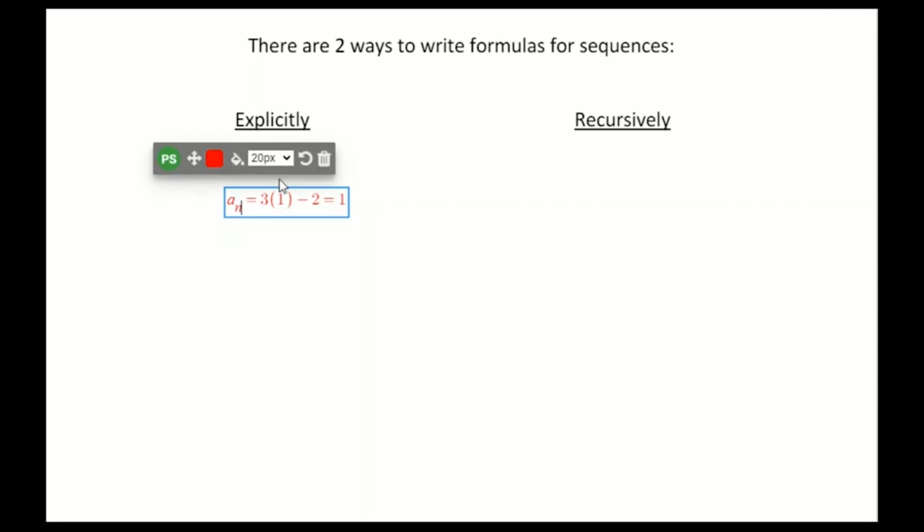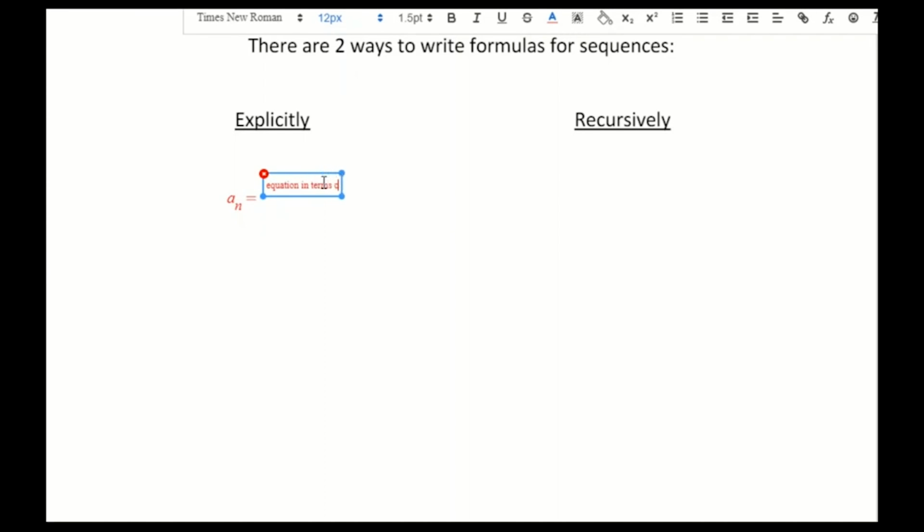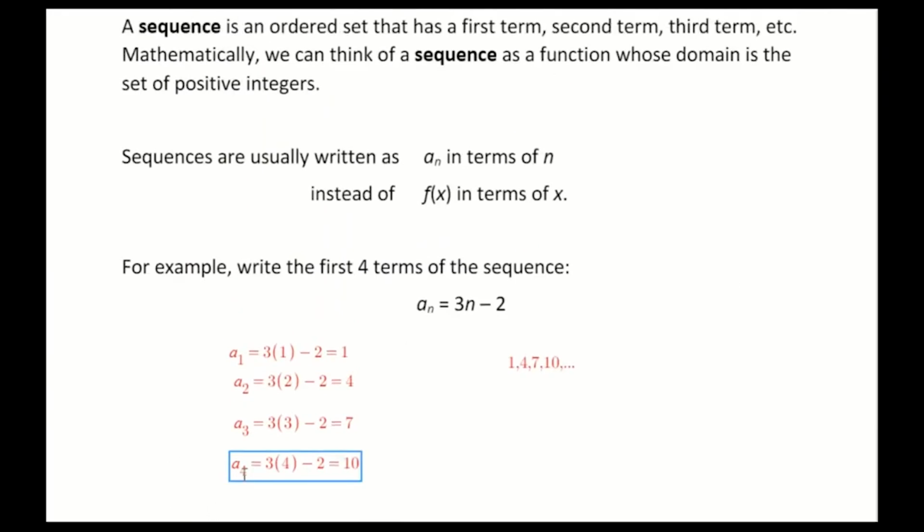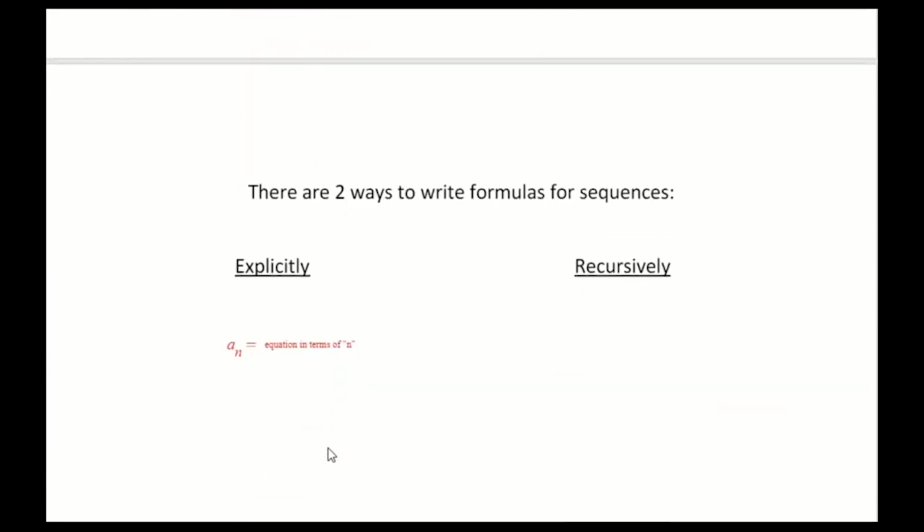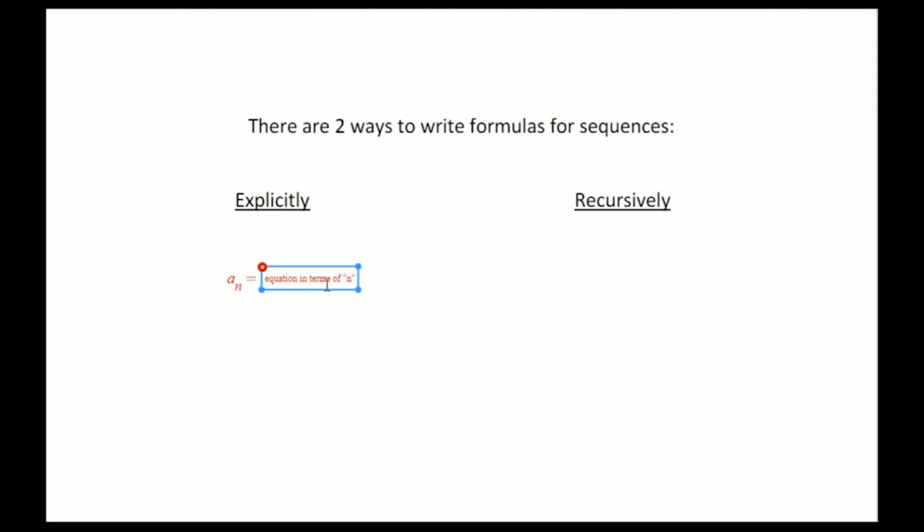So when you're writing an equation explicitly, you write it as a sub n in terms of n. So you have a sub n equals, and then you have whatever your equation is in terms of n. In other words, you can just straight up plug in n to find whatever value you're looking for. So if you're looking for the fourth term like we did above, this is an example of an explicit equation where you can just literally plug in 4 and get your term. Okay, so it's an equation in terms of n.